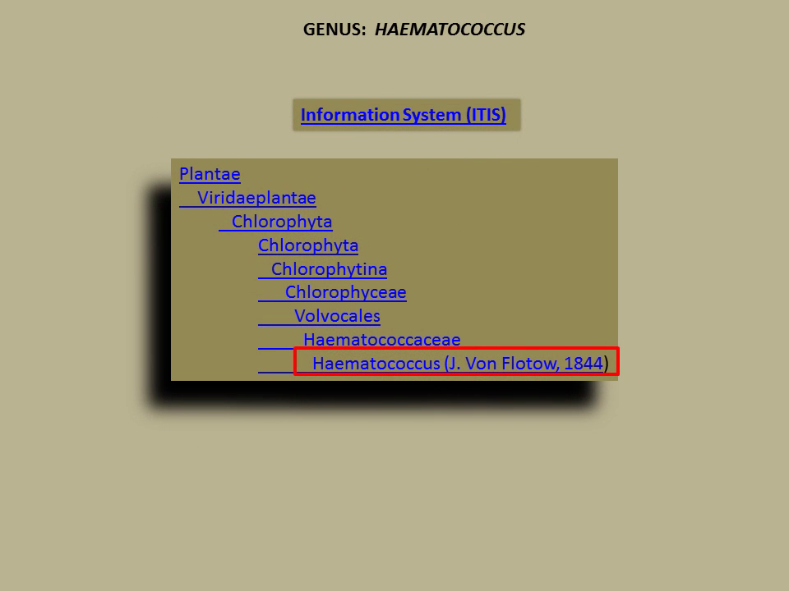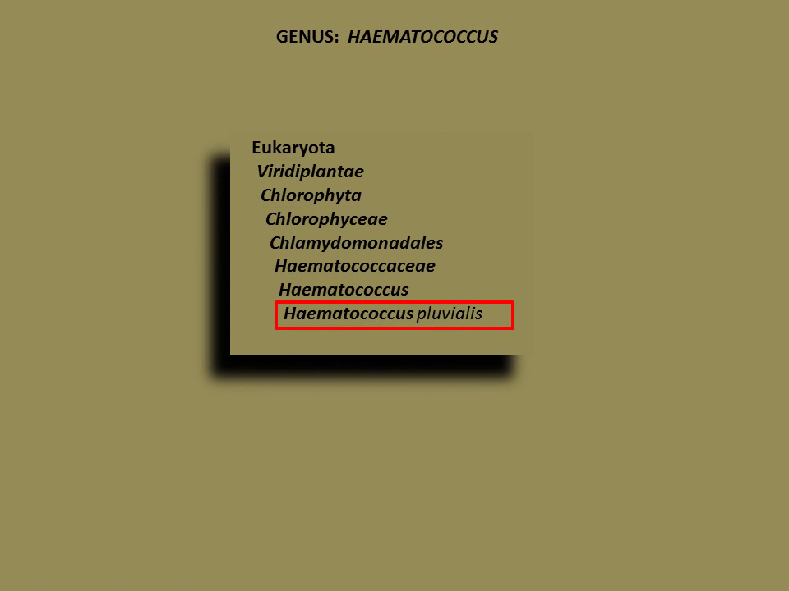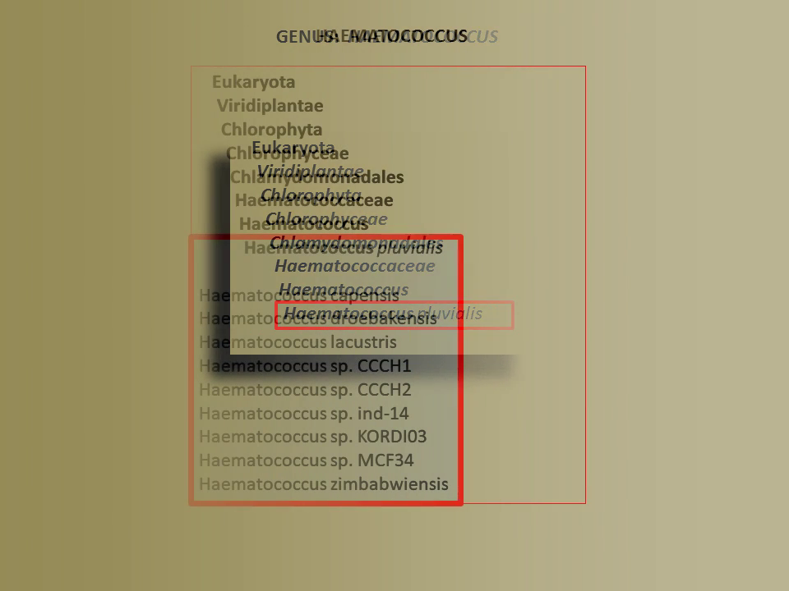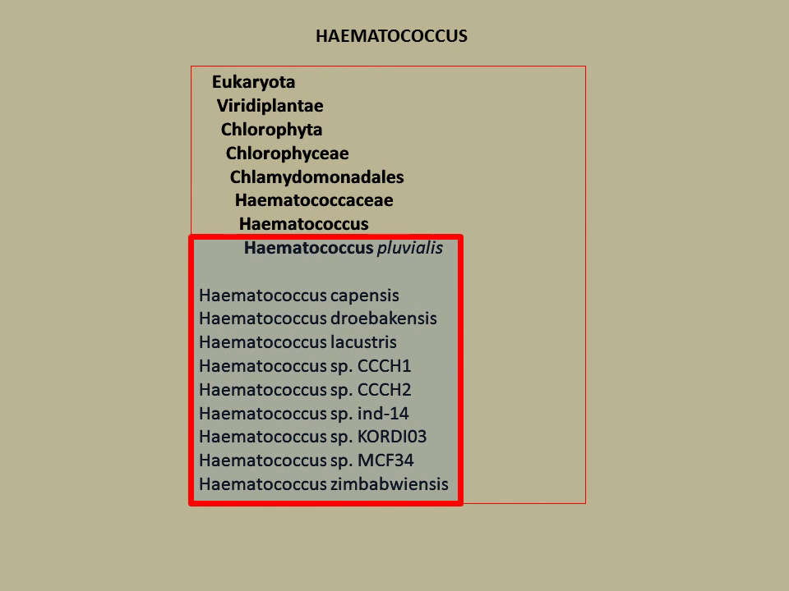The genus Haematococcus was described by von Flotow in 1844. In the Illustrated Guide to the Protozoa, Haematococcus is classified among the Valvacida. The most common species is Haematococcus pluvialis. In toto, there are at least 10 named species.